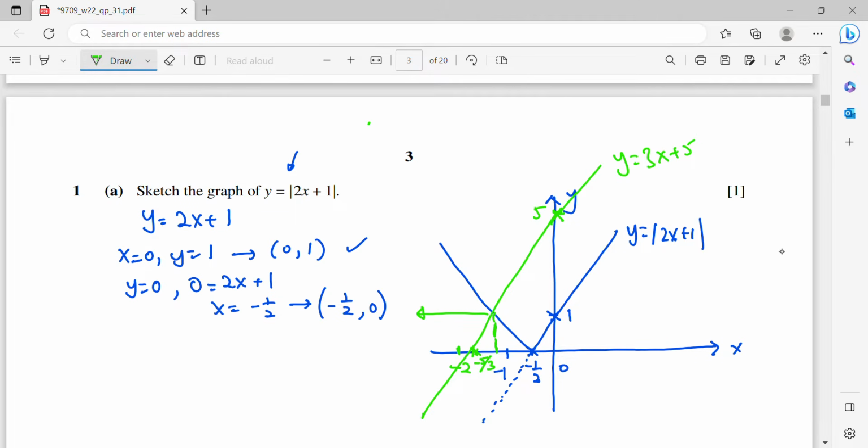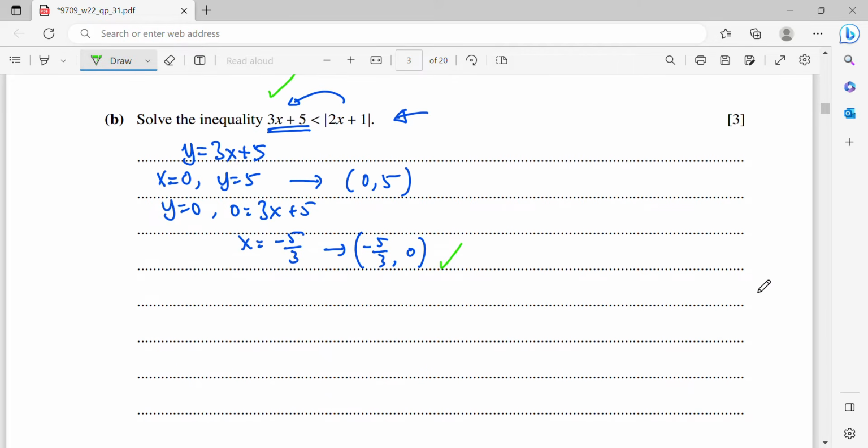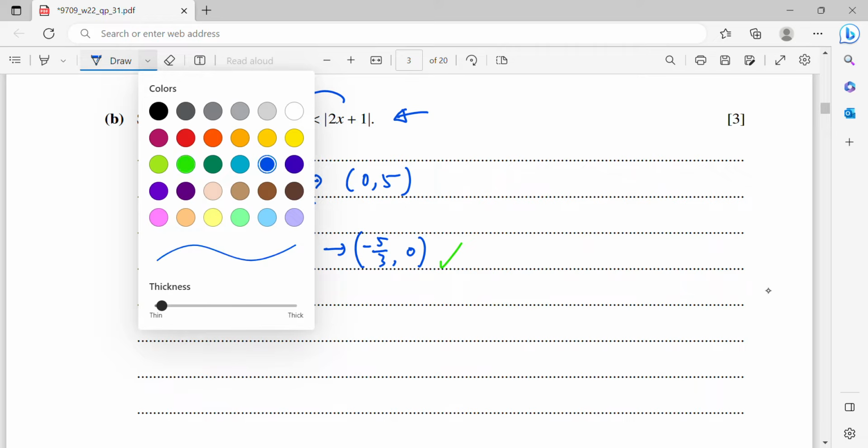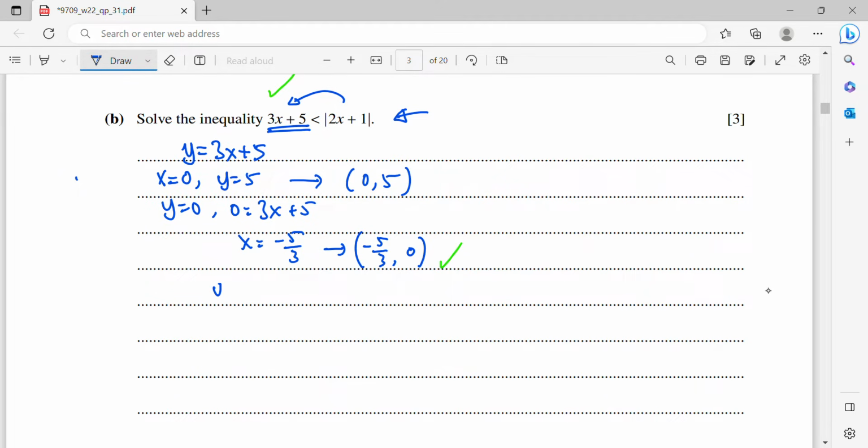Alright, so now we need to find the intersection between these two lines, the green line and the reflected blue line. For your information, the blue line is the reflected graph. Therefore, your equation becomes negative of 2x plus 1. So we have to find the intersection points between y equals negative of 2x plus 1 and y equals 3x plus 5 before we get the solution from the graph. So y equals 3x plus 5 is the first equation, and the second equation is negative of 2x plus 1.